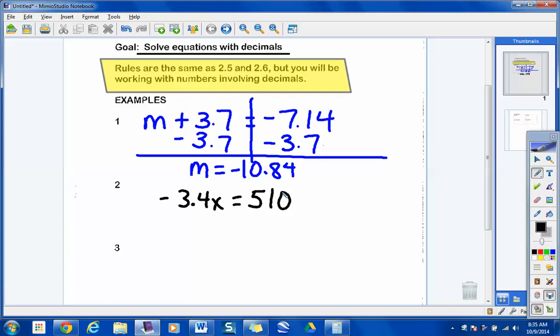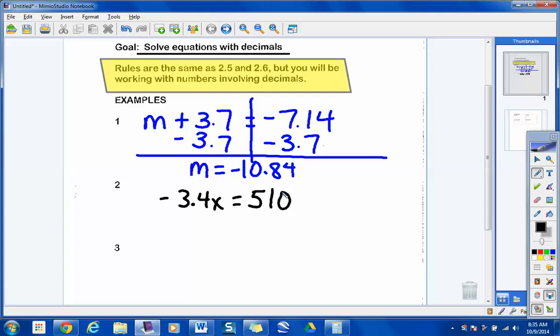Well, the thing you're using is division, because that's multiplication, but you want to use division. So you're going to put your line thingy and then divide negative 3.4 by negative 3.4 and then do 3.4 negative 3.4 by 5.